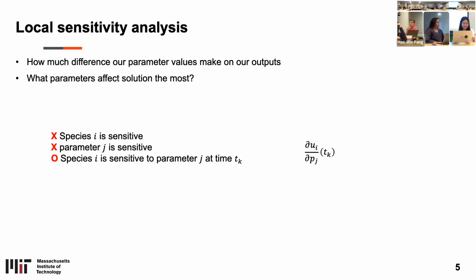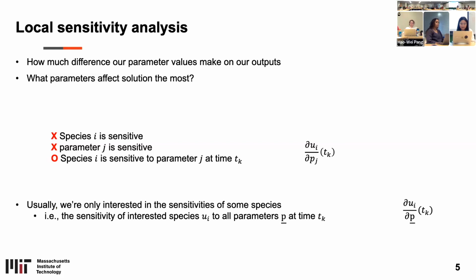So for sensitivity analysis, oftentimes we want to know how much a change in a parameter makes a difference to our outputs. We also want to know what parameters affect our solution the most. Just some clarification: the sensitivity value is often a function of three things: what species the sensitivity is for, what parameter it is for, and at what time point. So you would usually say, for example, hydrogen is sensitive to the rate coefficient of this reaction at this time. You wouldn't say that hydrogen is sensitive, or this reaction is sensitive. That doesn't quite make sense.